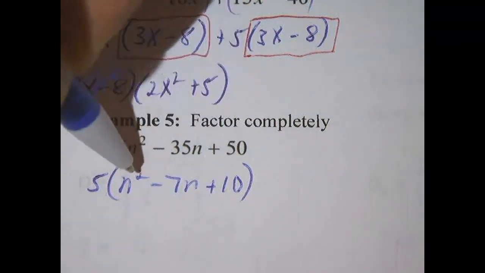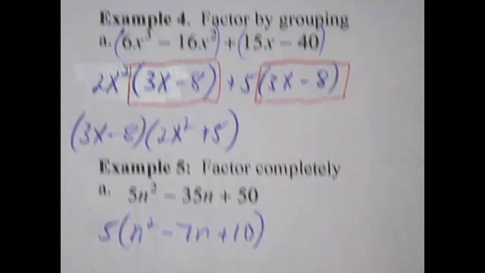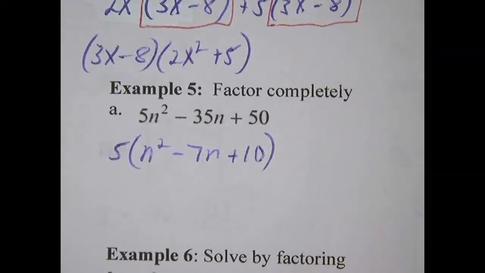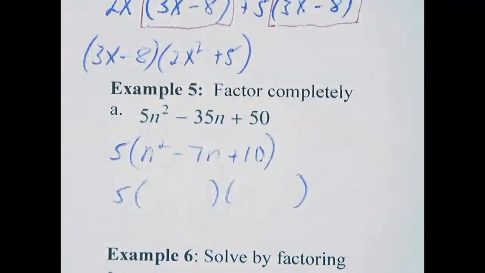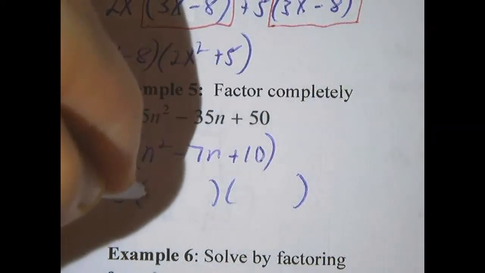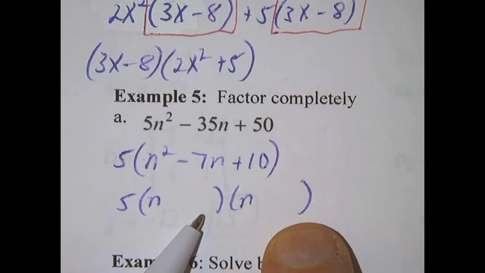It's kind of a hint that this might not be completely factored. This is a trinomial just like example 3. It's just a trinomial, we need to be able to factor that into two more pieces. So let's do that with this trinomial. So I've got the 5 times these two more pieces. I know because this has no leading coefficient that these are both going to be n. And I know that these will be a product of 10 and a sum of negative 7.